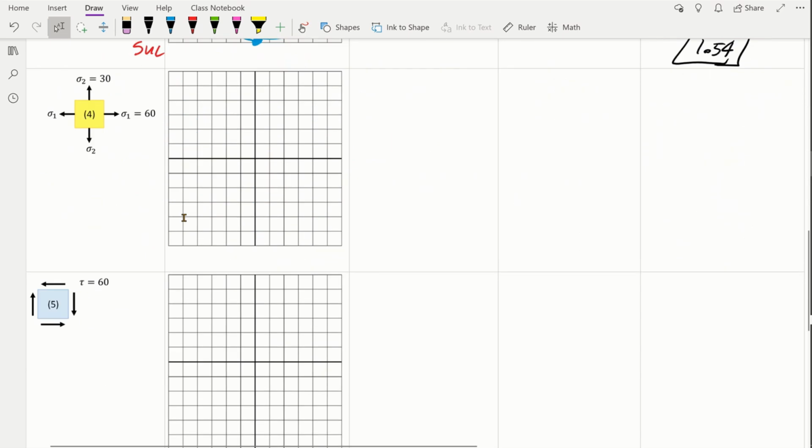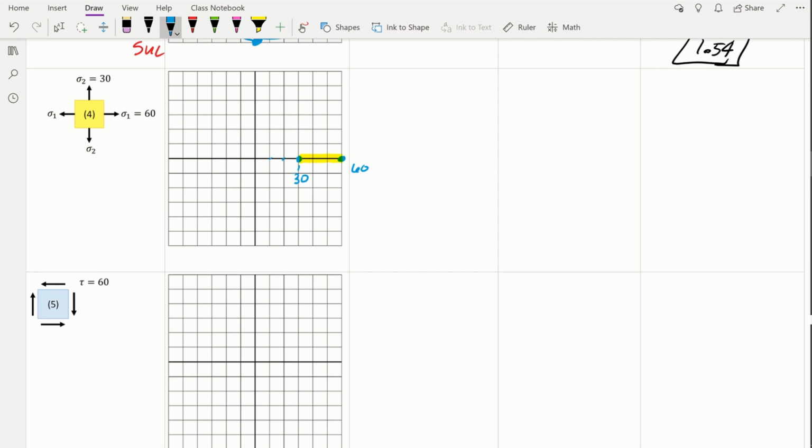Let's move on to stress state number 4. Here we go. So what does stress state number 4 tell us? We have a sigma 1 of 60 and a sigma 2 of positive 30. So let's go ahead and plot these points. So sigma 1 here is at 60. Sigma 2 is at 30, 10, 20, 30. Right there. These 2 points lie on a circle, right? So that's our diameter.